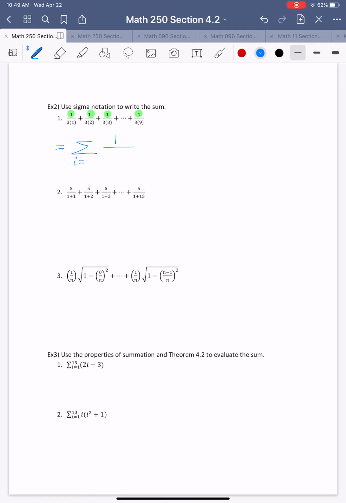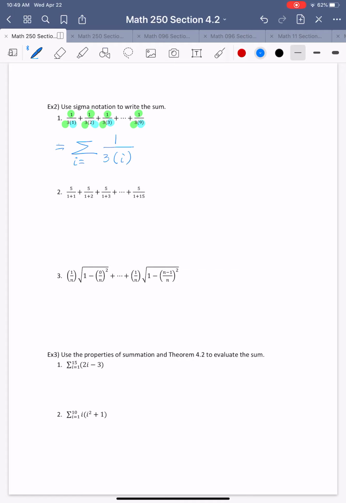And also in the denominator, you see the 3 staying, so it's going to be 3 times something. And then what is changing? Actually, the number in the parentheses, which is going to become 1, 2, 3, and so on, isn't it? So those numbers are changing by 1, so I want to say i here. So 3i.